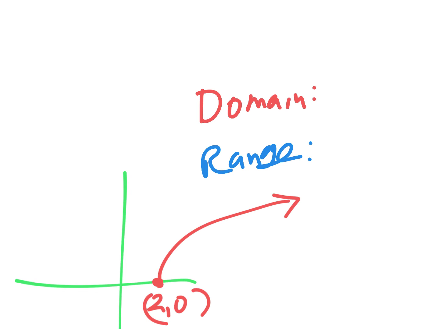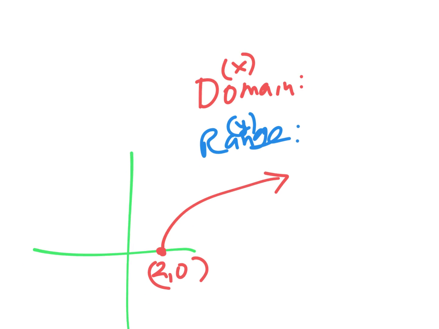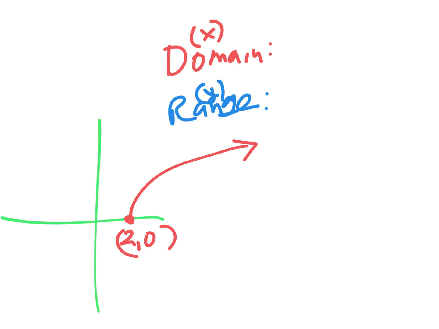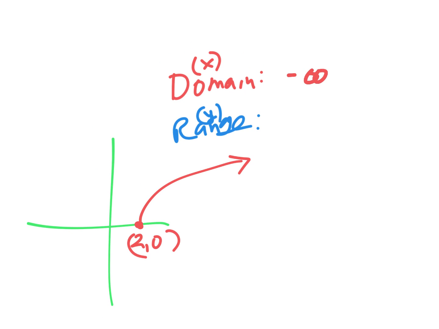Tell me one thing you know about domain. Is it x or y? Is domain about the x or about the y? Domain is about the x. Range, therefore, is about the y. Does this function really go forever in both directions? And is therefore the answer negative infinity to positive infinity? Nope, it's not. Why not, Kai? Because it starts at 2. You're right. So it'd have to be the bracket 2 to infinity.